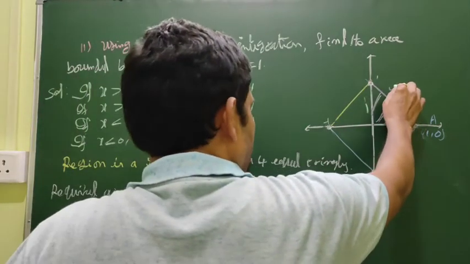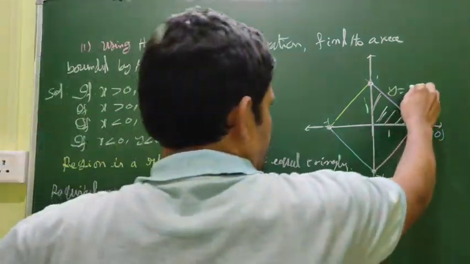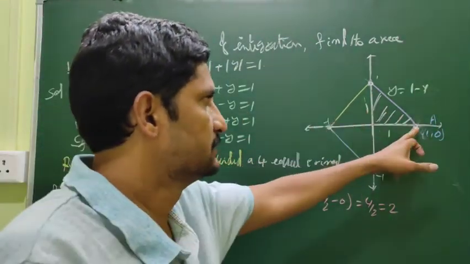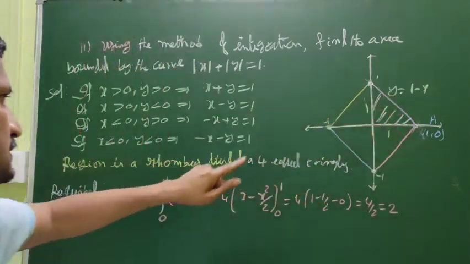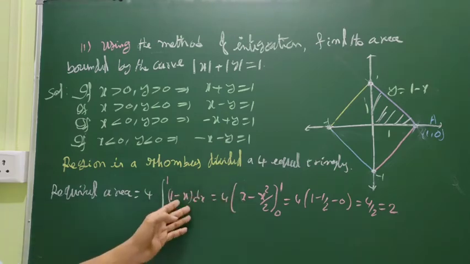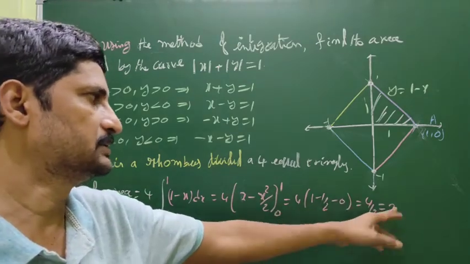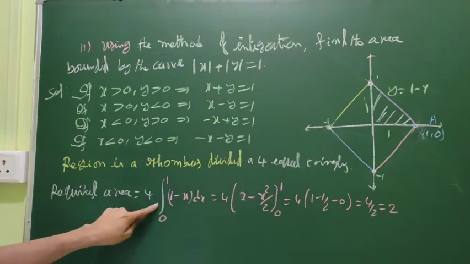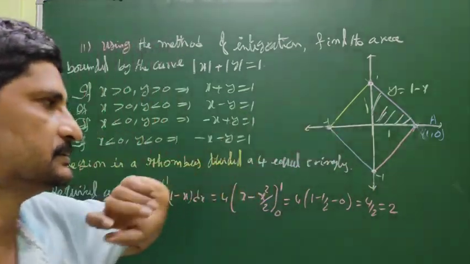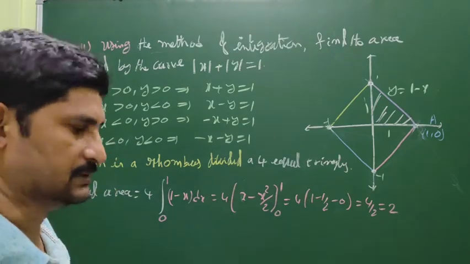Now this line is x plus y is equal to 1, then y is equal to 1 minus x. This is one of the equations, taking from 0 to 1 only. So this integration is from 0 to 1 of (1 minus x) dx. The integration of x is x square by 2; by substituting 1, you can get 4 by 2, which is equal to 2. Why is it 4? Because 4 times this area is the full area.